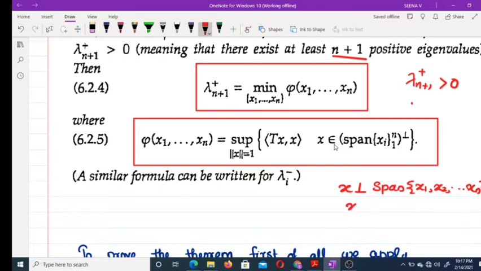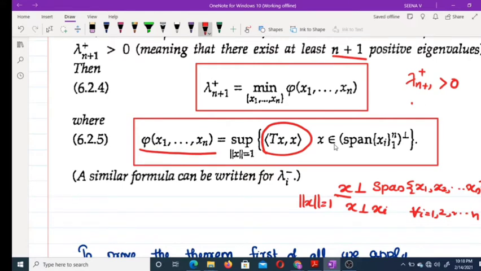So this means x is orthogonal to xi for every i equal to 1 to n. Listen carefully, we are considering those x such that x is orthogonal to the span of x1, x2, etc., xn and norm of x equal to 1. For such x, we are evaluating the inner product of Tx and x. Then we are taking the supremum. So that supremum value is called phi of x1, x2, etc., xn. Clear?